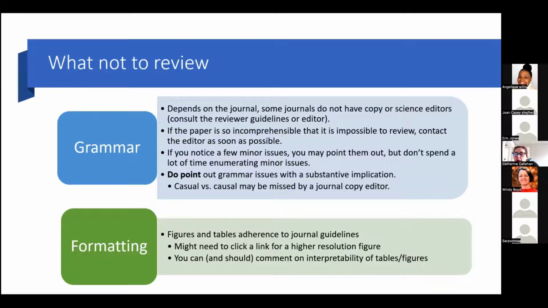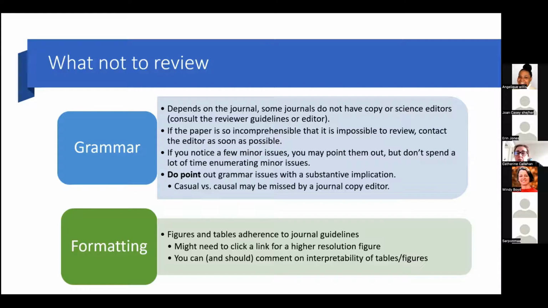And if the paper is very incomprehensible, then you can contact the editor as soon as possible. If you notice a few minor issues, you can point them out, but you don't have to spend a lot of time enumerating minor issues if you know that this journal uses copy editors. However, you should point out grammar issues that have a substantive implication. So something like causal versus casual could be missed by the journal copy editor, and that would make the paper very confusing. So you should include that in your review.